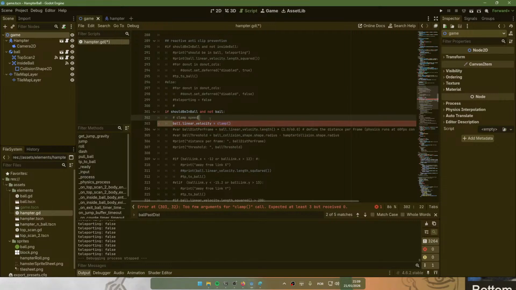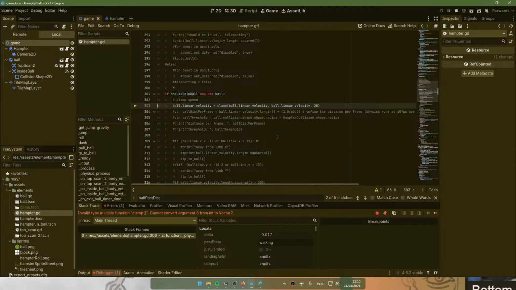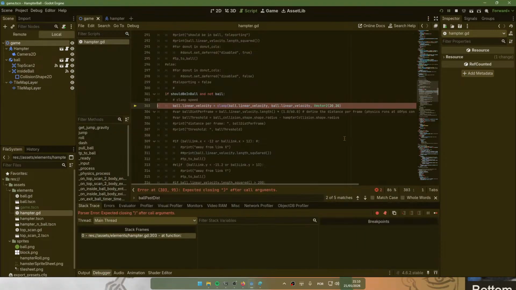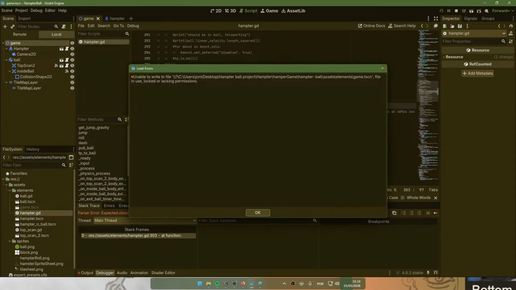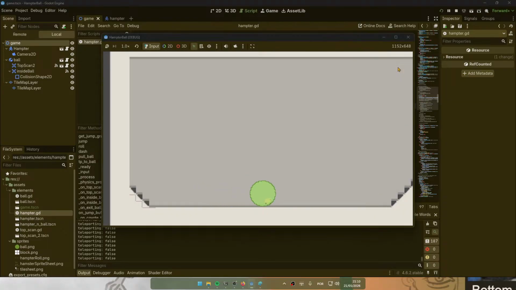So we clamp the linear velocity, the minimum is the velocity itself, and the maximum, let's say it's like 20, just to see if it works. Oh, it's gotta be a vector. So Vector2. What do you mean? Oh, my bad. Hey, shut up. Hold on. Let me save first. Okay. So. Yes.